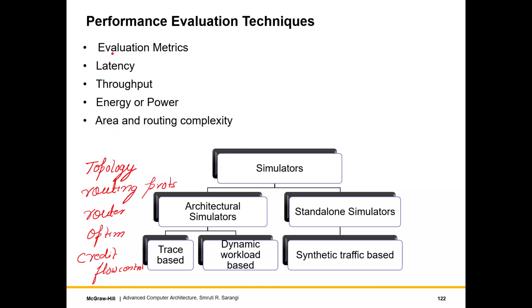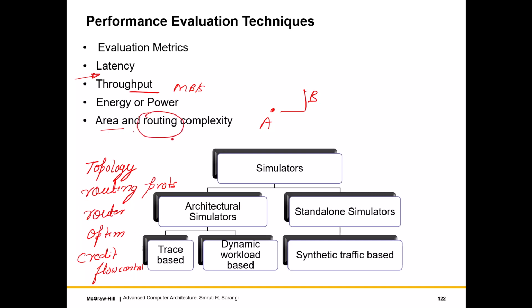And for that, there are many evaluation metrics. One, of course, is the latency, which is the easiest, which is that from point A to point B on average, how long does it take? Or let's say between any two pairs, how long does it take? The other is throughput, which you can measure in terms of megabytes or gigabytes per second. That is, let's say, for the network as a whole, how much data is flowing, or the maximum amount of data that is flowing in the network. You can look at energy or power if you wish, and then of course the area and the routing complexity.